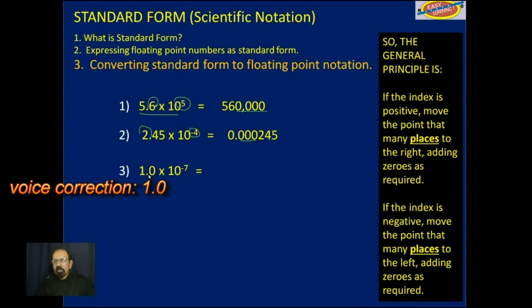1.7 exponent negative 7. To carry that to floating point, we will move the point 7 places to the left. But remember that 1 will take up 1 of the spaces, so you would add 6 zeros after the point. 0.0000010.